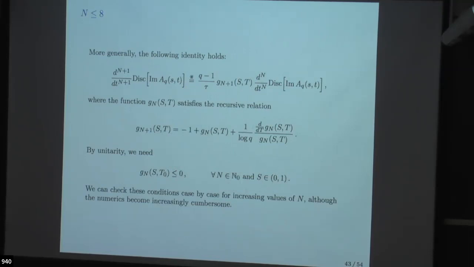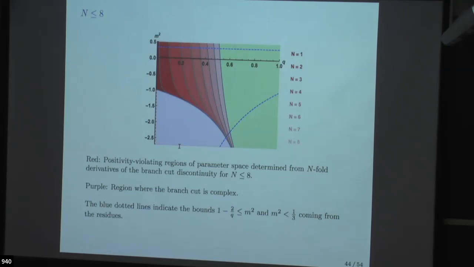The only thing is it becomes numerically quite cumbersome, because once you iterate this procedure, the function gets longer and longer and more complicated. And so up to about 8 is how long I trusted my numerics for. You can see that going up to 8 derivatives, basically half the values of Q have been completely ruled out at this point, once we take into account also the bounds we got from the poles.